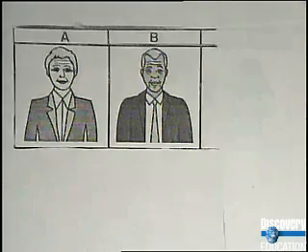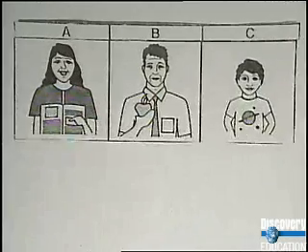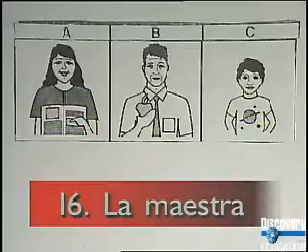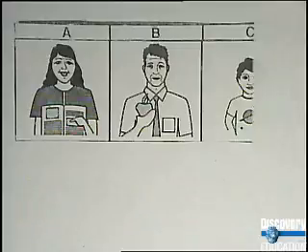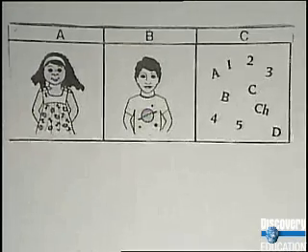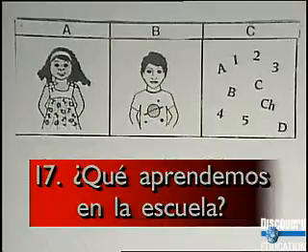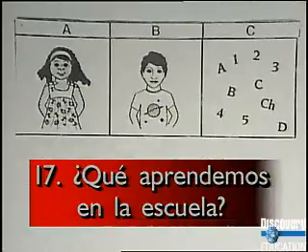Now, let's look at number 16, since it's the next one. On number 16, please put an X over the picture that shows la maestra. Now we have number 17. On 17, put an X over the answer to this question, ¿Qué aprendemos en la escuela?